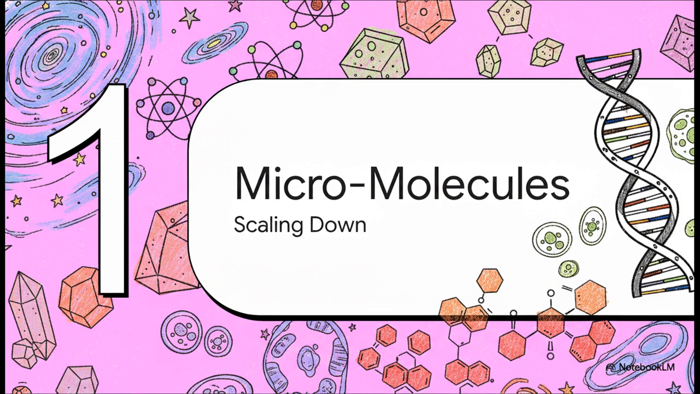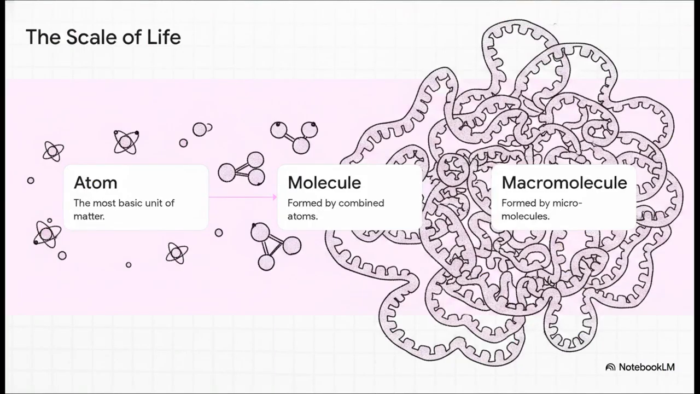Meet the micromolecules, scaling down to the basics. To truly understand biology, we have to scale way, way down, past the cellular level, right to the absolute basics of matter. It all starts with a single atom. When those atoms bond, they form a molecule. And then in biological systems, when these base molecules start combining into massive, intricate chains, they form a macromolecule. It's essentially the ultimate biological assembly line.